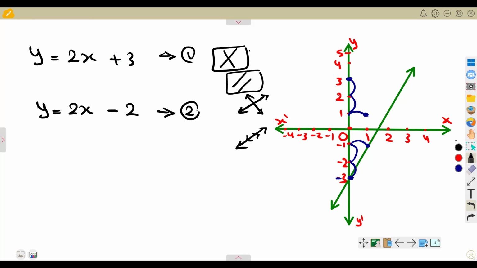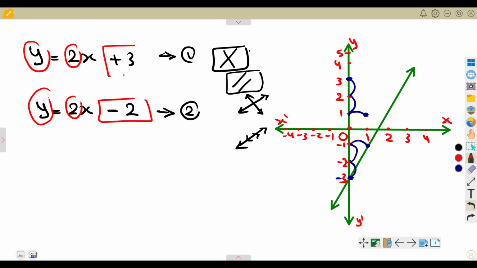Why are they parallel? Because the gradient is the same. The gradient is the same, but they are different in what? The y-intercept. Very good.